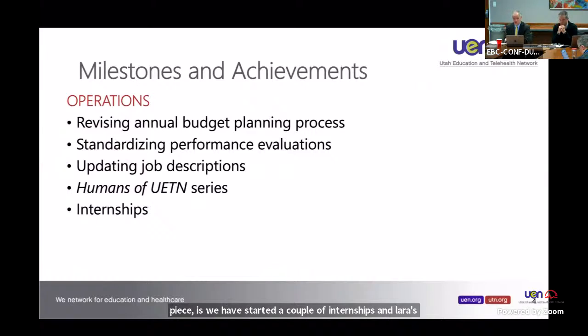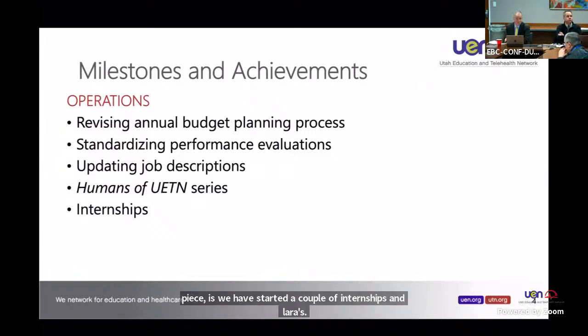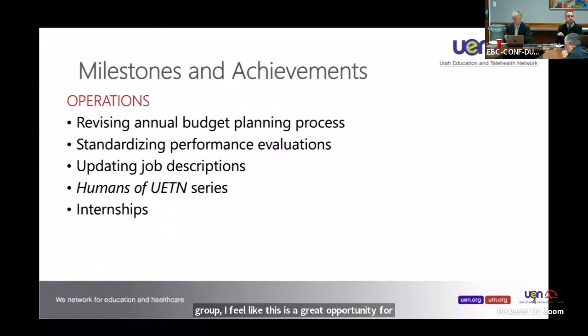The other piece is we have started a couple of internships in Laura's group. I feel like this is a great opportunity for us as well as for students. I hope we can continue to expand that. I think there's a lot of opportunities. We had a lot of interest, it sounds like, from these initial ones, and we'll grow into those a lot more going forward.